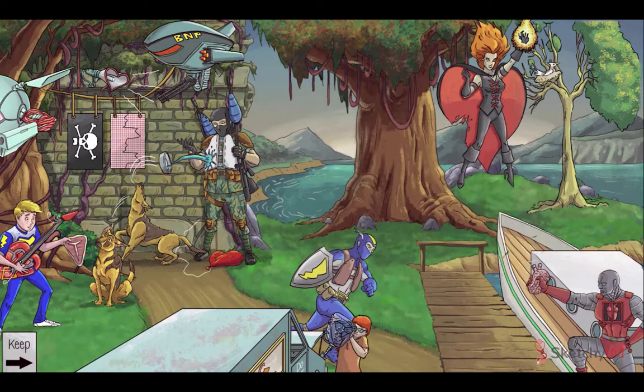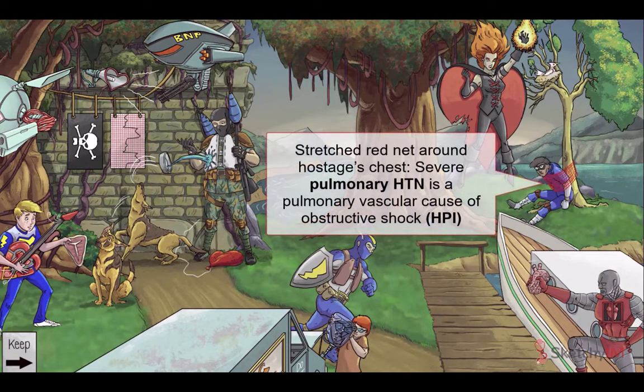In addition to pulmonary embolism, straight-up pulmonary hypertension, if severe enough, can also cause obstructive shock. At Sketchy, pulmonary hypertension is represented by a recurring symbol, the stretched red net, this time tied around this hostage's chest. Guess that guy didn't read the book on how the good guys are supposed to win this fight.